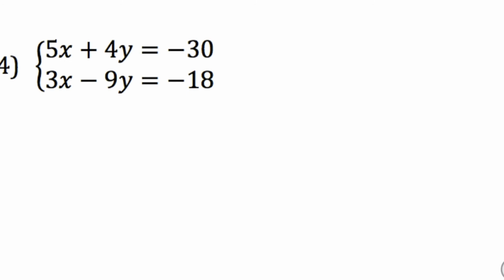Next. What are we going to choose here? Well, take your pick. Again, it doesn't matter which one you want to eliminate. If you want to eliminate the x's, multiply the top one by 3 and the bottom one by 5. If you want to eliminate the y's, multiply the top one by 9 and the bottom one by 4. I eliminated the y's in the last one, so I'm going to eliminate the x's here.